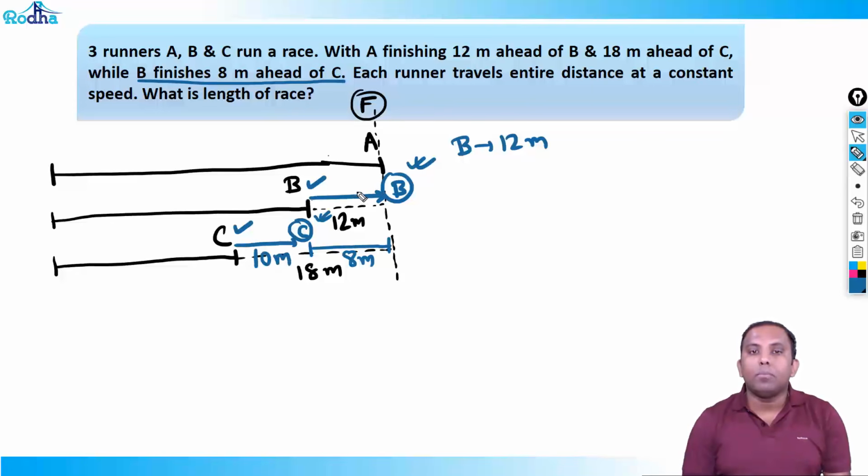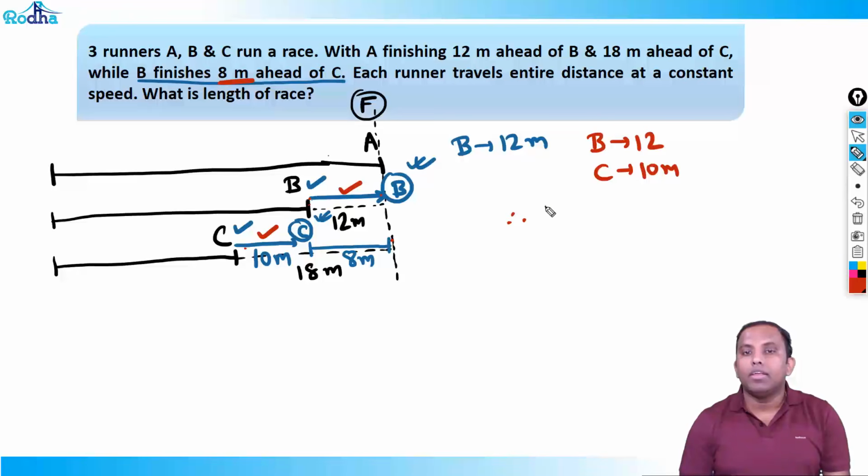So in the time where B has covered a distance of 12 meters, in the same time C has covered a distance of 10 meters. Earlier C was 18 meters behind the finishing line, but after B finishes, C is only 8 meters behind the finishing line. So in the time when B covers 12 meters, C covers 10 meters, right?